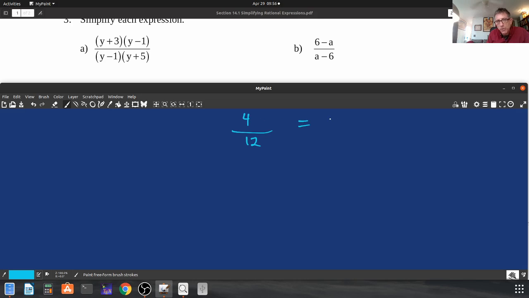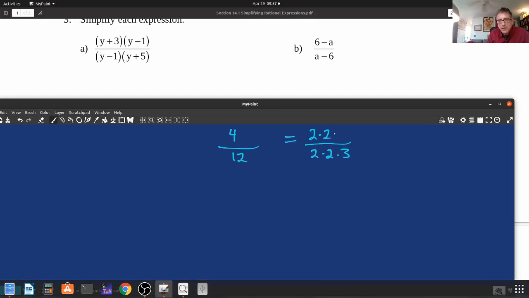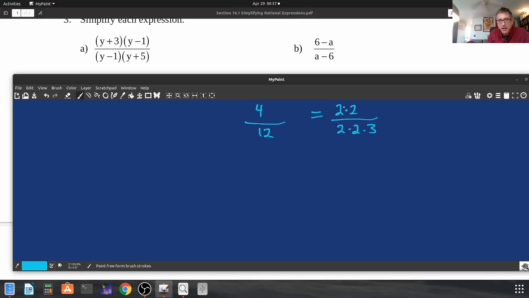We factor 4. 4 is equal to 2 times 2. And we factor 12. 12 is equal to 2 times 2 times 3. And then we cancel out any common factors. So we can cancel out both of these 2's. Now when you cancel them out, they become 1's, not 0's. So their answer is 1/3.